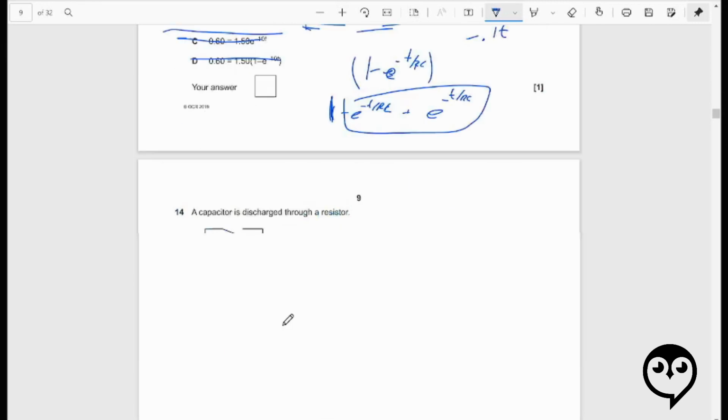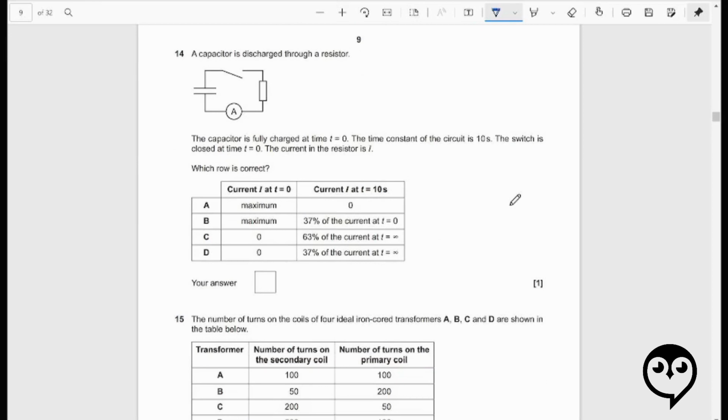Let's move on to 14. This time we've got a capacitor being discharged through a resistor. For the discharge, we know that the voltage across the capacitor will be of this form. For the resistor, it's going to have to increase, because there won't be any voltage across the capacitor. It'll all be across the resistor. So let's see the capacitor here. Again, the time constant's 0.1.